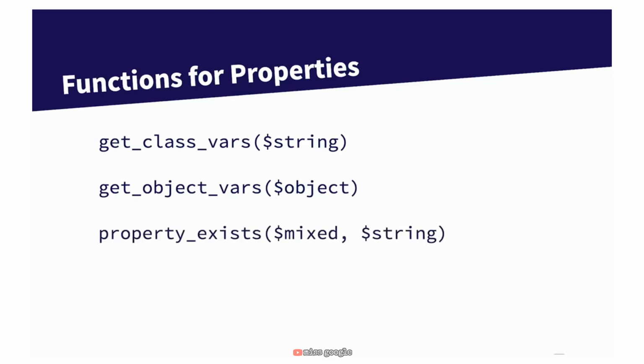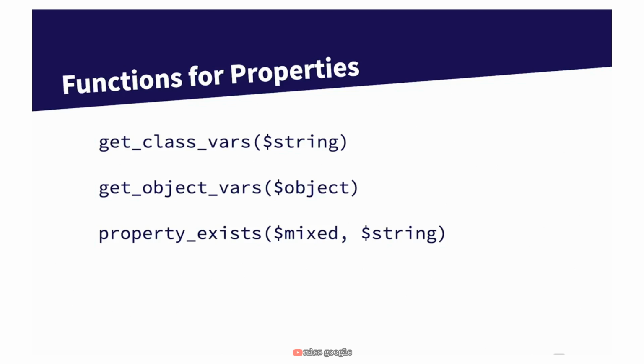And then last, we have property_exists, which returns true or false based on whether a property exists on the class or on the object. You'll notice that the first argument there is called mixed. That's because mixed can either be a class name as a string or an object instance. It'll accept either one.